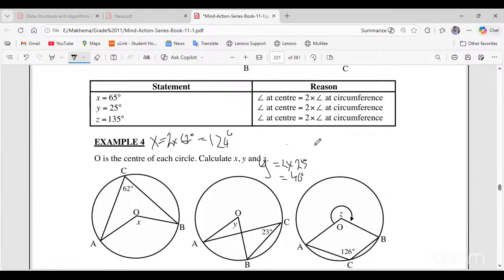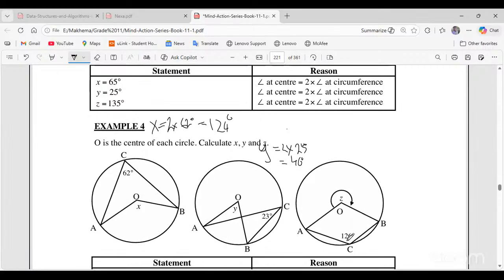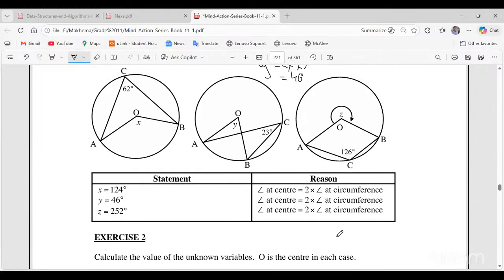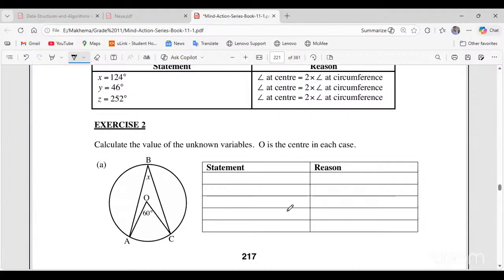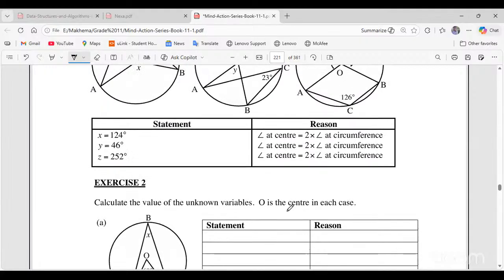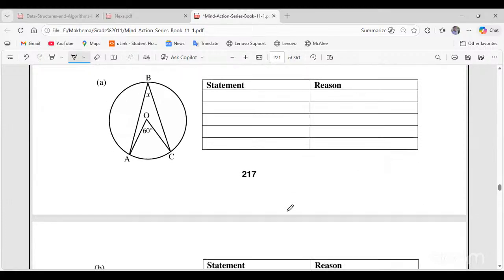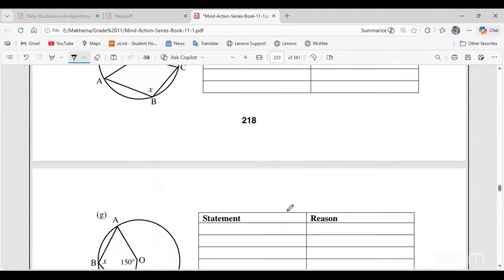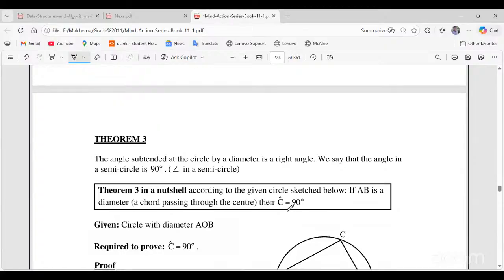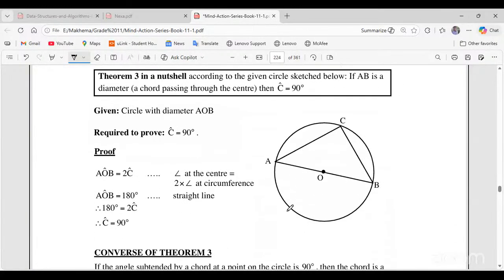Why? Angle at the center is 2 times angle at the circumference. The same applies with this example 4, guys. Now, we are done with theorem 2. Now let's move to the next theorem, which is theorem 3.